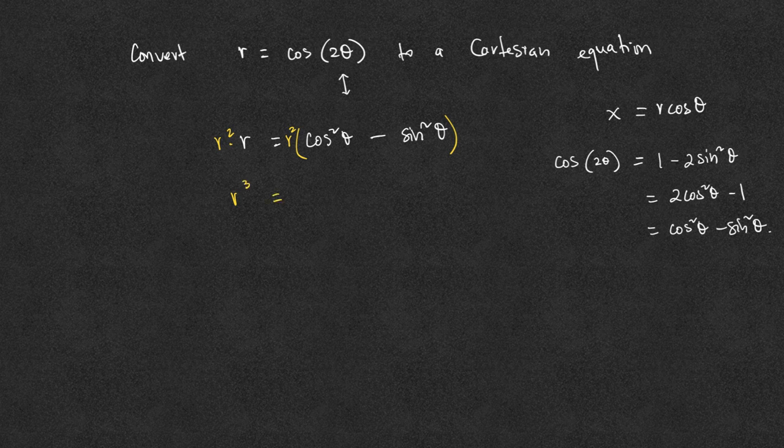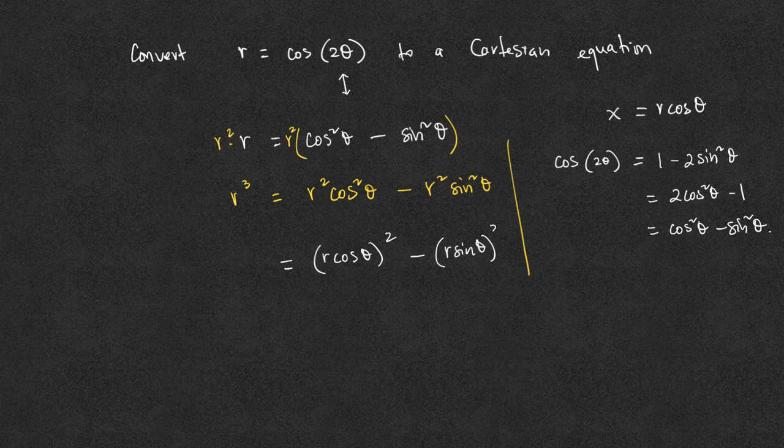The right hand side is now r squared cosine squared theta minus r squared sine squared theta. If we multiply by r only, then we would have r cosine squared theta, and that will not lead us to a simplified conversion. R squared cosine squared theta is r cosine theta, the whole quantity squared. R squared sine squared theta is r sine theta, the whole quantity squared. The left hand side is r cubed.